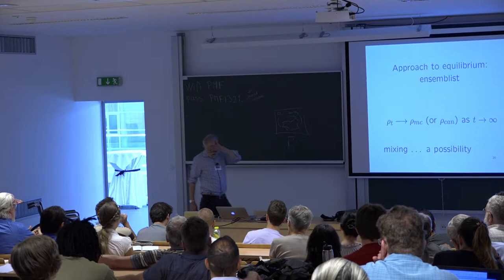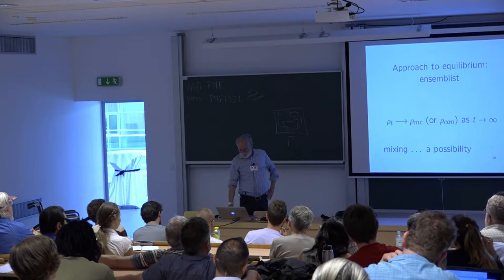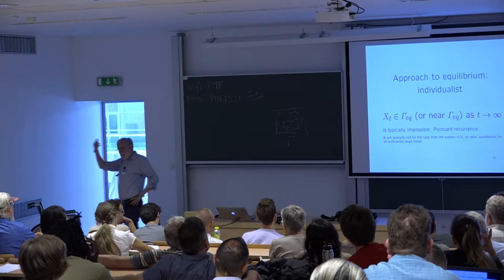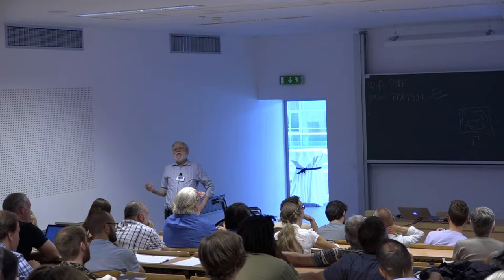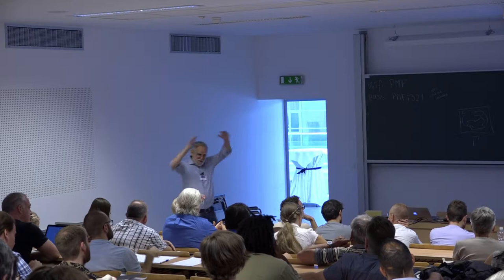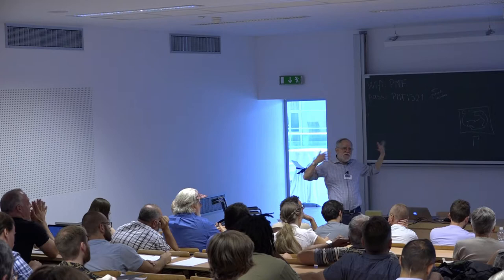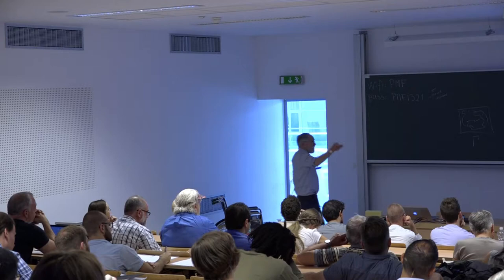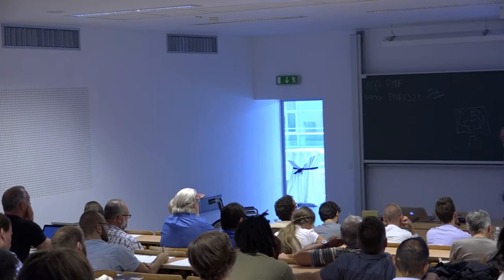What about approach to equilibrium for an individualist? Well, here's what you might like to say: that as t goes to infinity, eventually the phase point is in the big set and stays there. Or if it isn't in the big set, it gets very close to it. Now, you would expect classically it should be in the big set because the big set is big. It's almost everything. Quantum mechanically, the relevant set that you might want to describe as the big set is such that you're not going to actually end up in it, but you'll end up close to it. But since I'm not talking about quantum mechanics, I won't explain that. But that's why I wrote "or near," with the quantum mechanical case in mind.